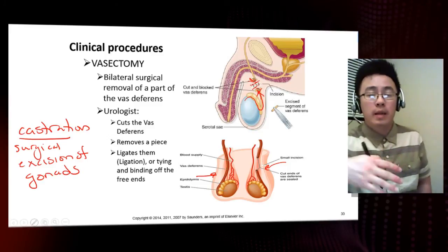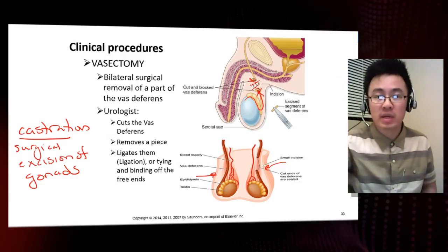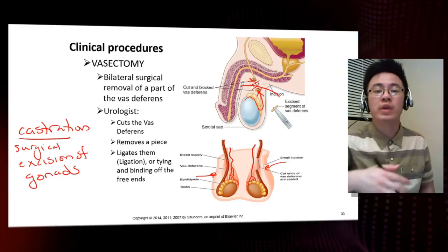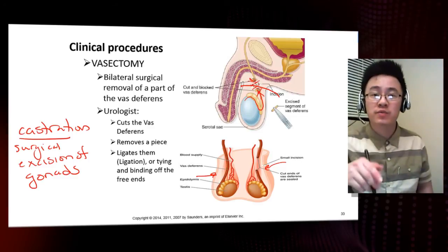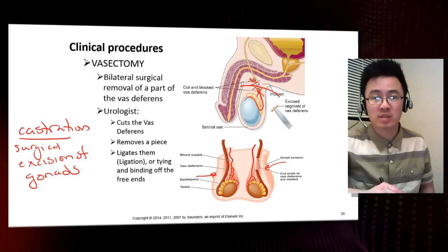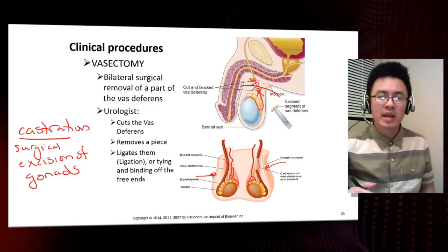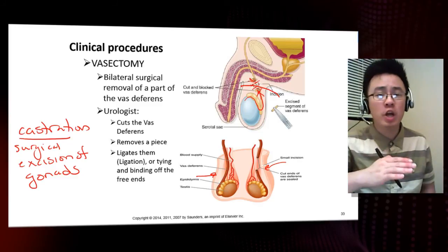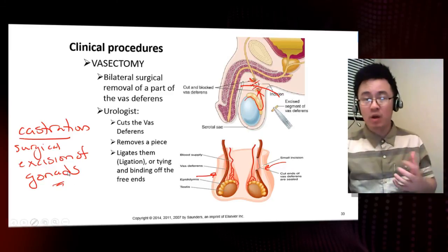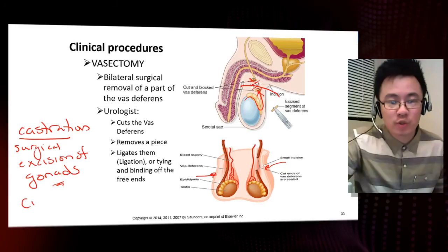Castration is usually used for males because there are cases where the entire testicle has to be removed. That would be castration, not to be confused with circumcision. Circumcision removes the foreskin, the prepuce of the male penis. Castration completely removes the testicles altogether. Now, does that mean that women cannot have castration? No, because by definition, it is the excision of gonads, so it could be either testicles or ovaries. It doesn't matter. And of course, not to be confused with circumcision.